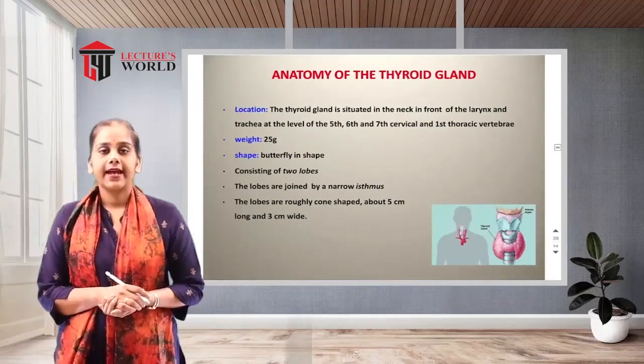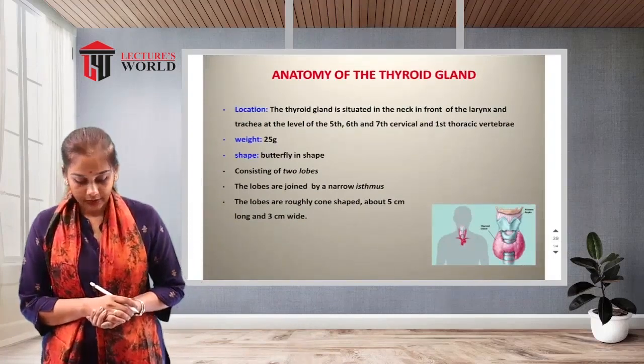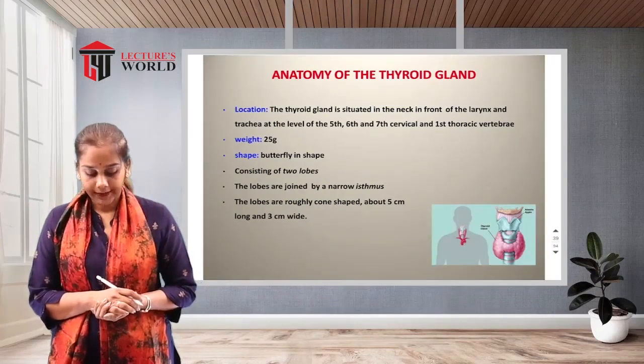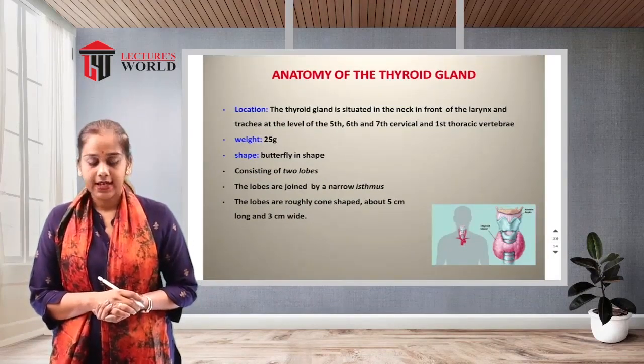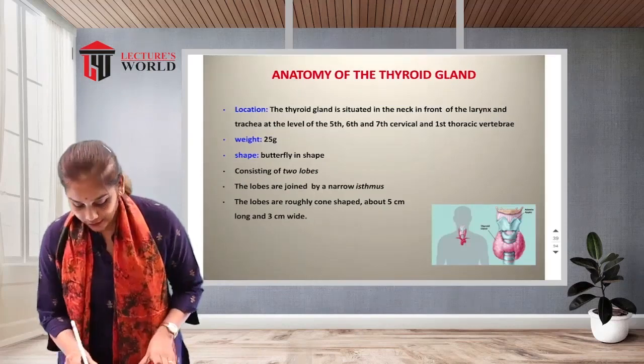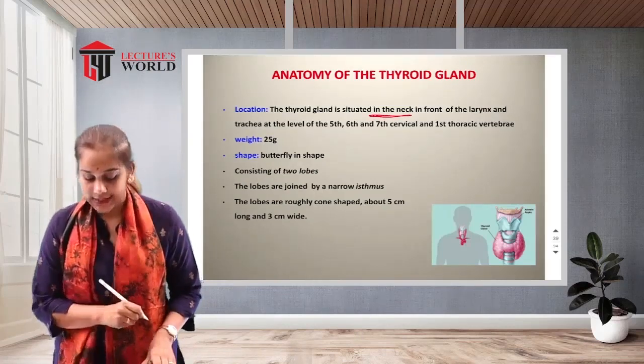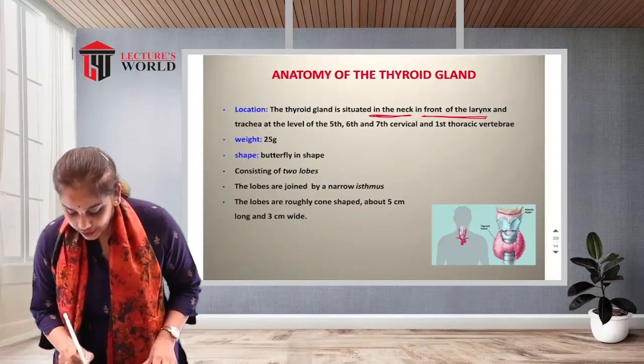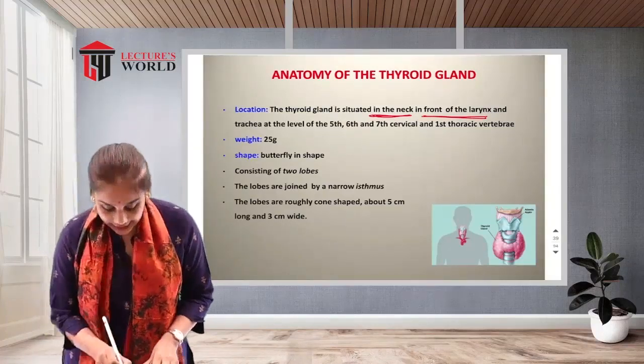So let us see the anatomy of the thyroid gland. First we will see the location of the thyroid gland. The thyroid gland is situated in the neck. Where is it located? Situated in the neck, in front of the larynx and the trachea.